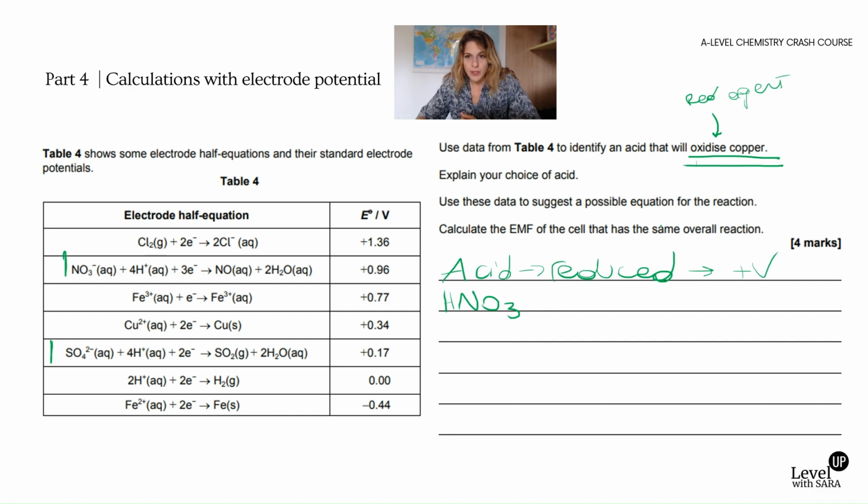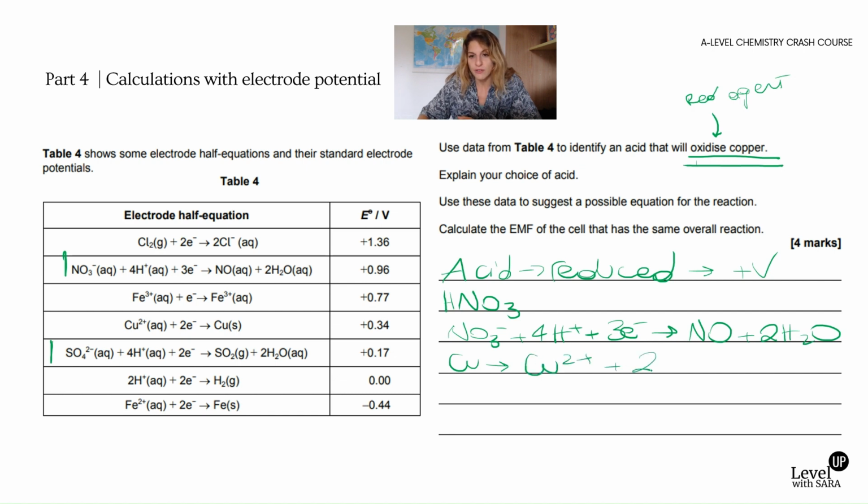Okay, so possible equation for the reaction. You need to put the equations together, and I would suggest you write them in the correct order. So we have the nitric acid written as a half equation like this. You know that this stays in this direction because it's reduced, as it has the most positive potential, and the copper one will be oxidized, so it will be exactly the opposite. Also remember oxidation is loss of electrons, so the electrons have to go on the right hand side as a product. Now you need to think about how these two equations come together.